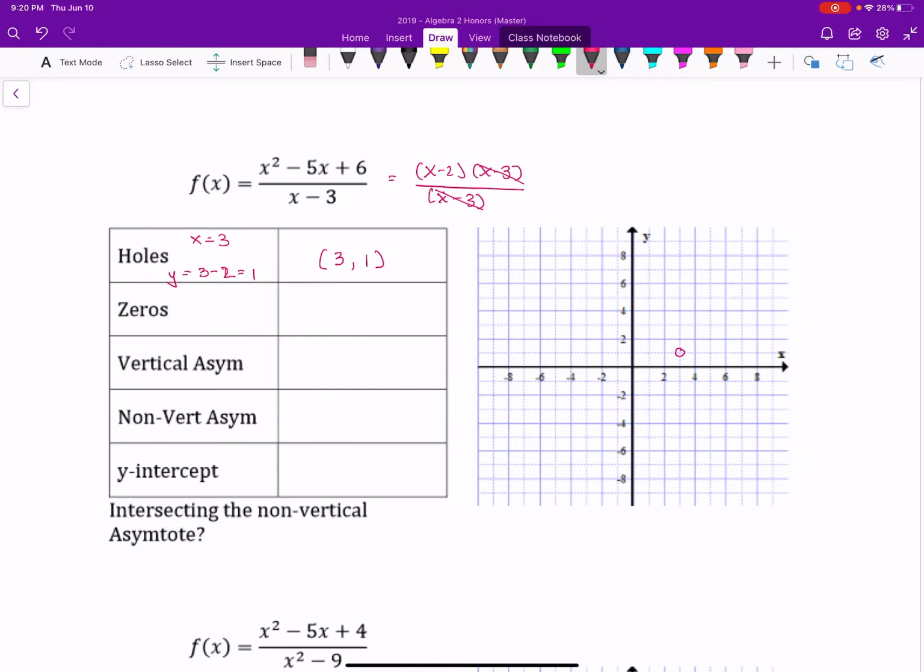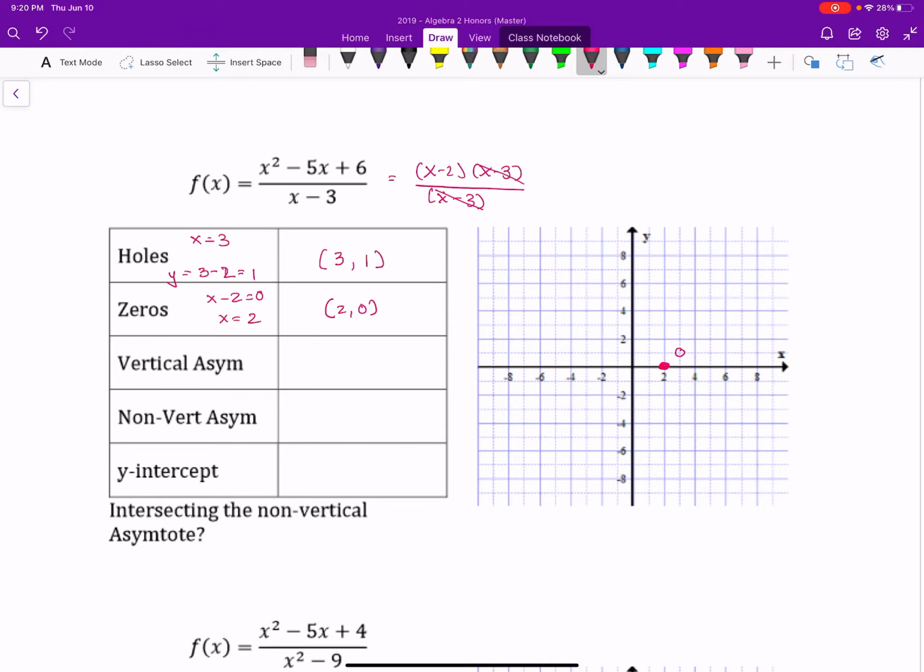In this case, the zeros then is based on what's left. You have x minus 2 over 1, excuse me. So that's where x minus 2 is equal to 0. So when x is equal to 2, the zeros, that is 2, comma 0. 2, comma 0, that's right there.